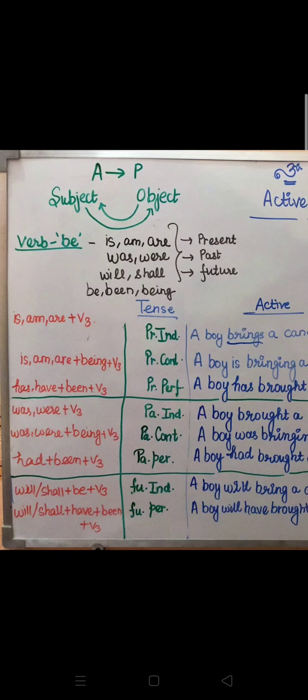So the be forms of verb we have are am, is and are in present tense, was and were in past tense, will and shall in future tense. We also include be, been, and being. And what is the use of be, been, and being? It is used in passive voice, and here I'm going to tell this to all of my students. So let's practice it with the help of examples.